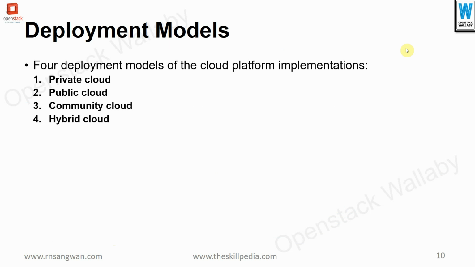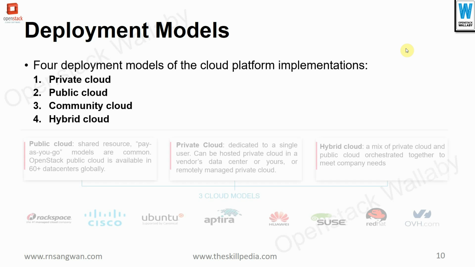Deployment. How do we deploy cloud? There are different types of deployments, different types of models. Four deployment models of the cloud platform implementations are popular. One is private cloud. Second is public cloud. Third is community cloud. And fourth is hybrid cloud. Let's get into the details of each one of them one by one.